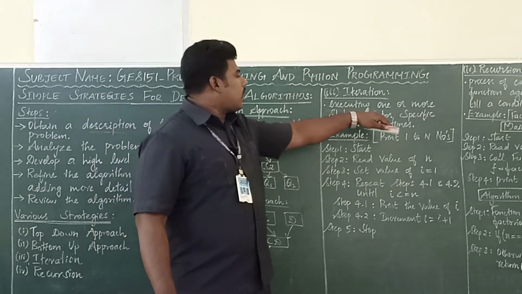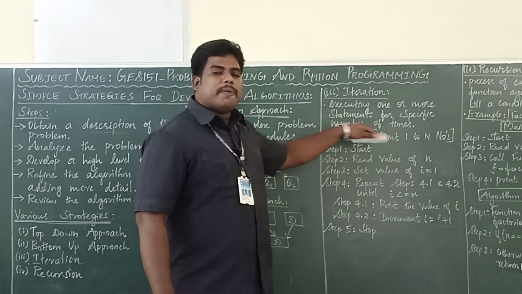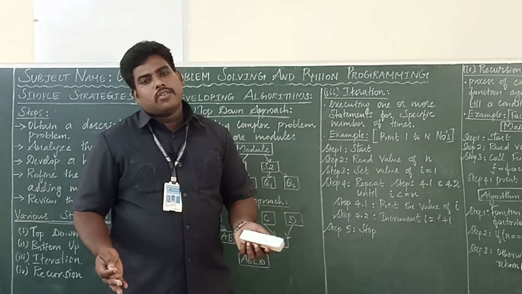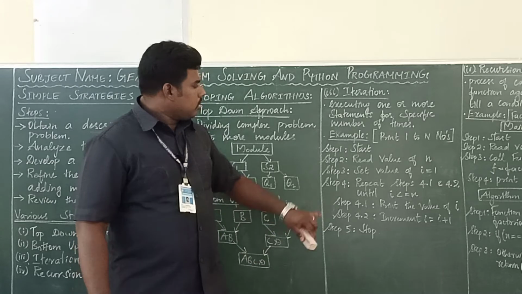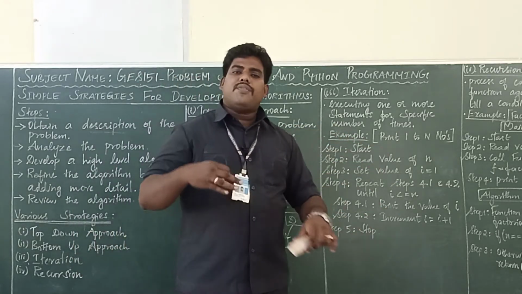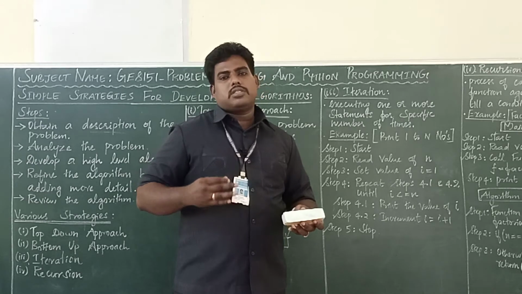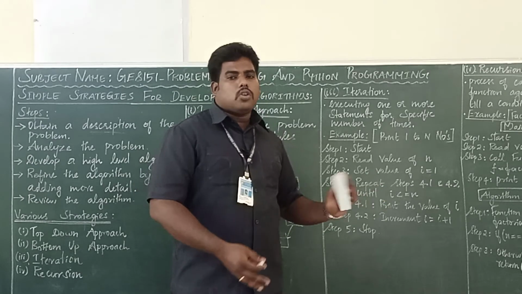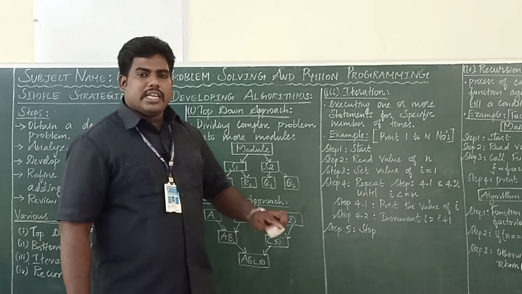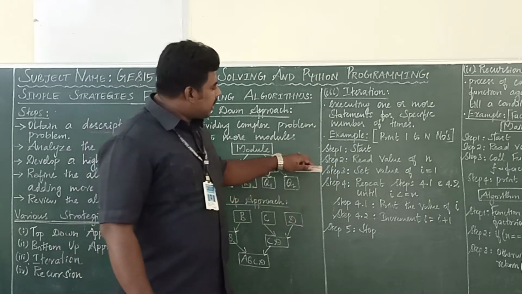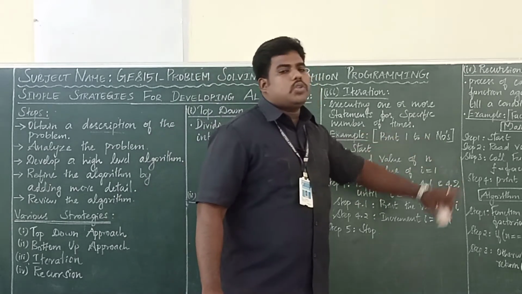Executing one or more statements, or a set of statements, for a specific number of times or till the condition is false. So where do we use a loop? Whenever you want to repeat a set of instructions again and again, we go for the looping statement. Now we can see one example, so you will get a clear idea about the loop. The example is: you want to print the numbers 1 to n.